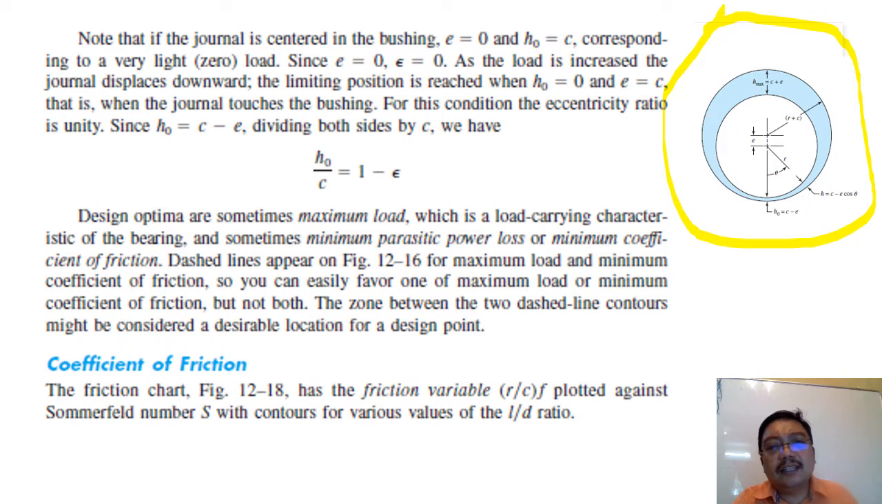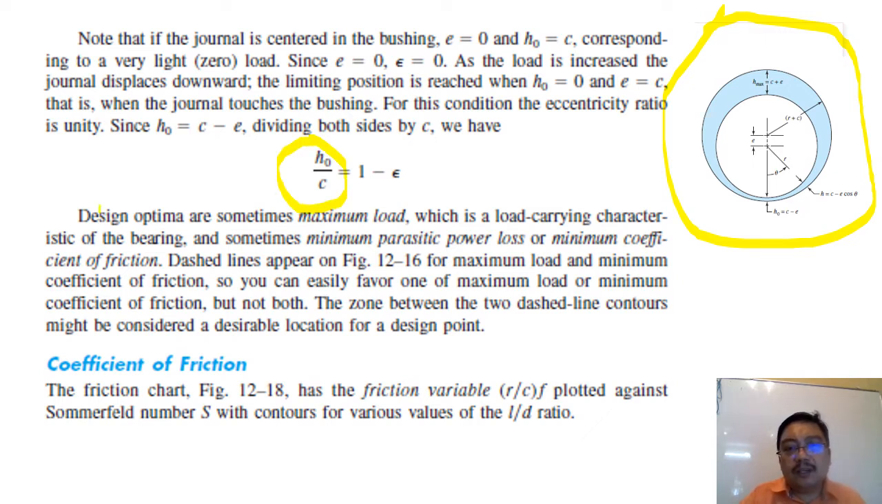Since e becomes 0, e naught becomes 0 as the load is increased and the journal is pushed downward, the limiting position reaches h naught equal to 0, meaning it touches the bushing. Okay, and e becomes c. That is when the journal touches the bushing. For this condition, the eccentricity ratio is unity, hence h naught equals c minus e. Dividing both sides by c, we have h naught over c equals 1 minus e. Familiar with h naught over c, it is represented in the graph.